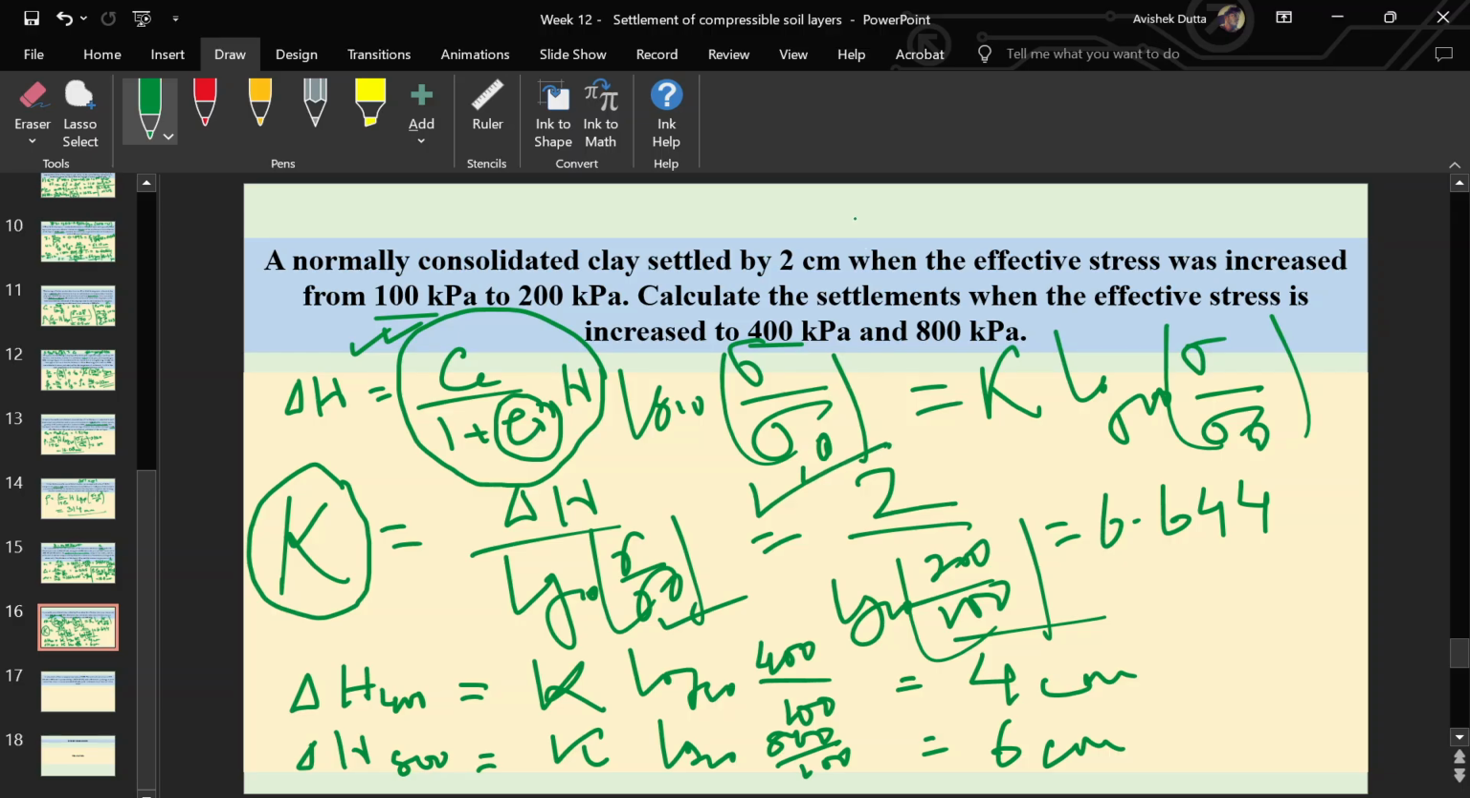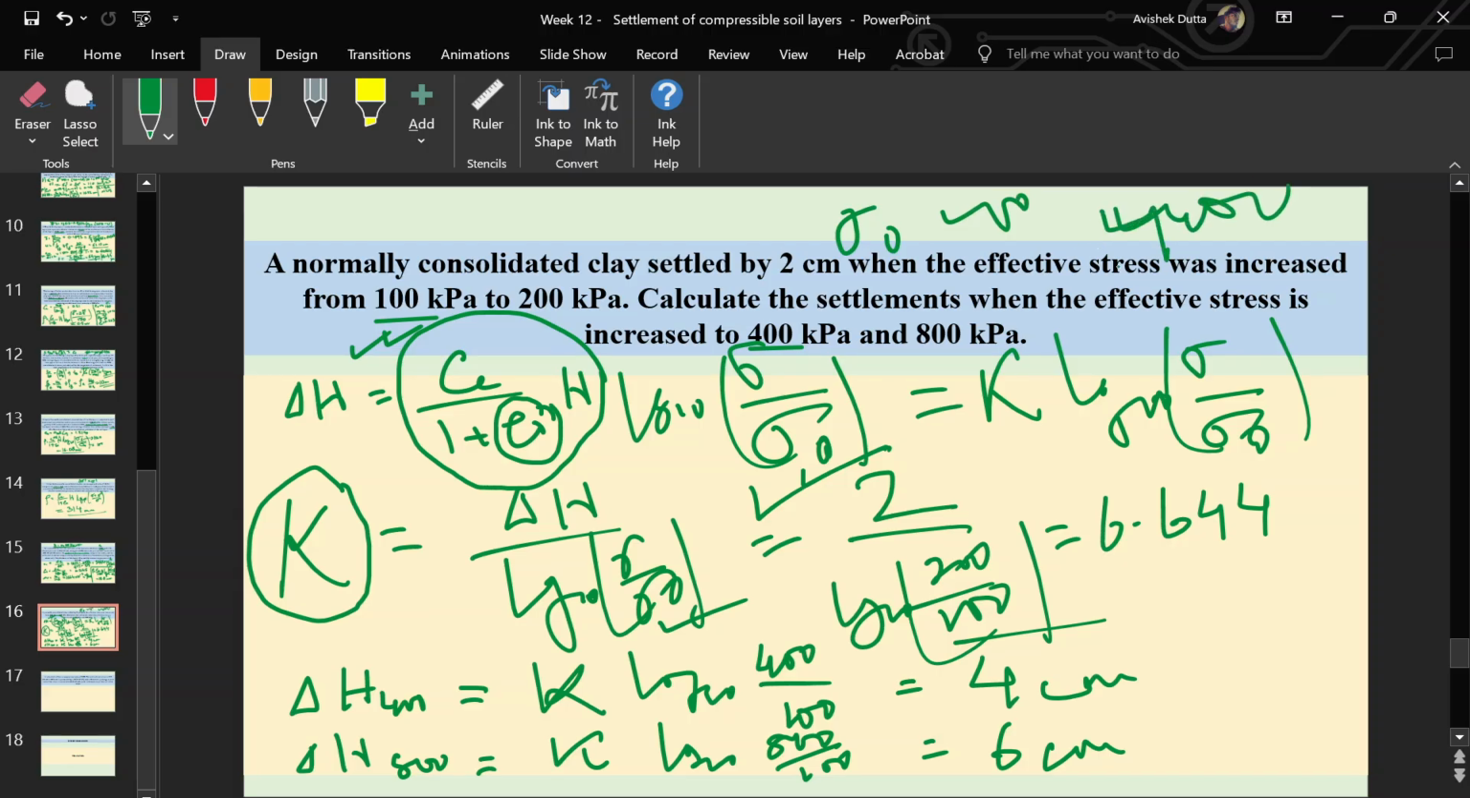If we increase the sigma 0 from 100 to 400, then obviously the value of E0 will change, because the void ratio at 100 kilopascal and the void ratio at 400 kilopascal won't be the same, right? So this value of K is based on the initial effective stress of 100, and if the stress has been increased to 1000, then log to the base 10 of 1000 by 100 we have to consider, because the value of K has been taken with respect to 100 kilopascal as the initial effective pressure.